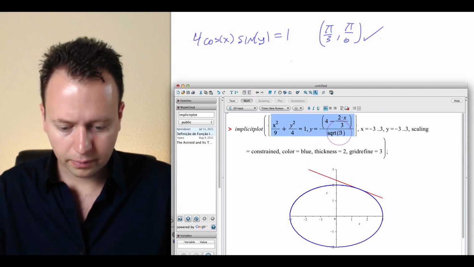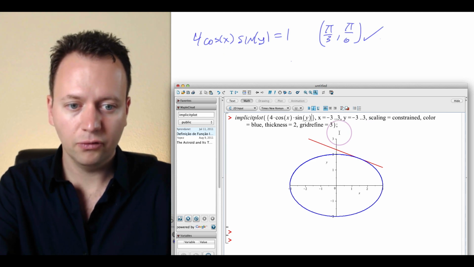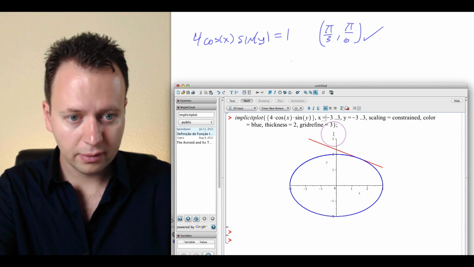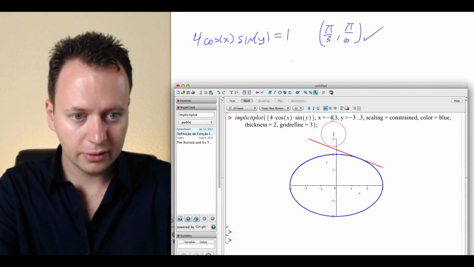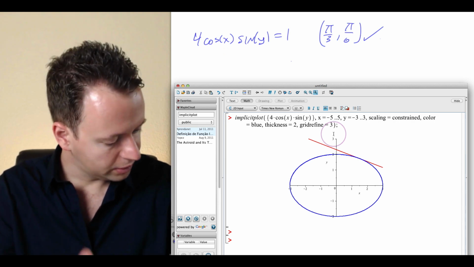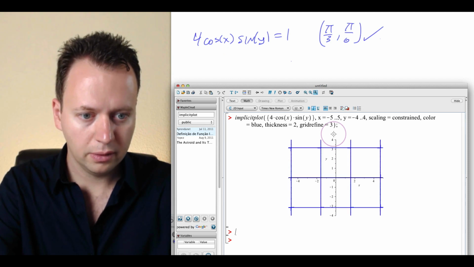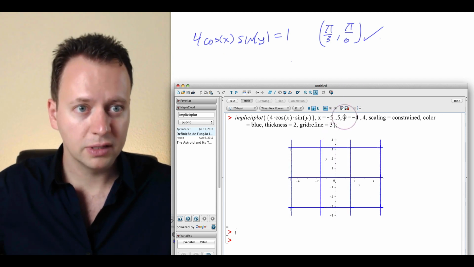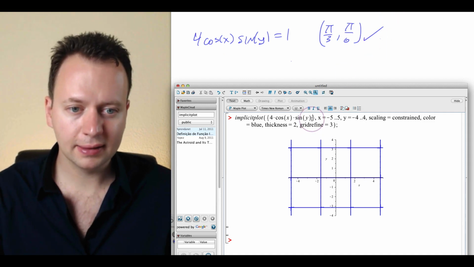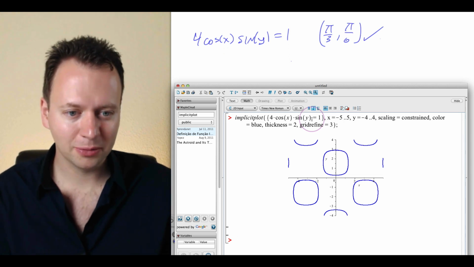So 4 times cosine of x times sine of y. And then for the x window, let's go minus 5 to 5. And of course, knowing how to do this just comes about by playing around with and adjusting the window size. Minus 4 to 4. Interesting. The mistake is that this needs to be an equation, equals 1. There we go, that looks better.